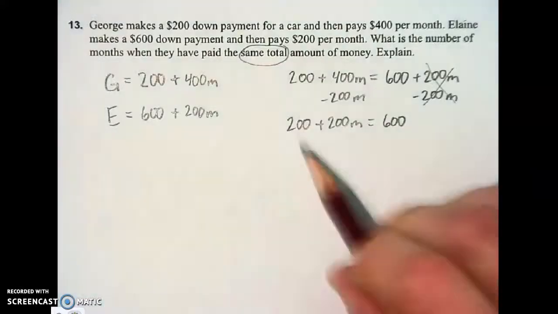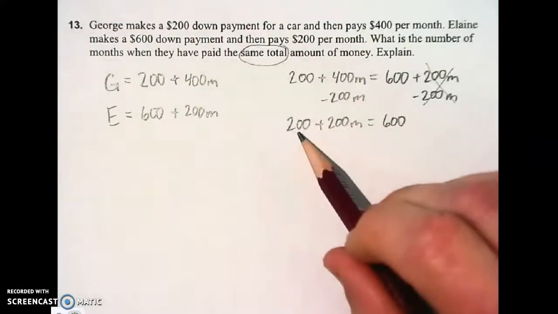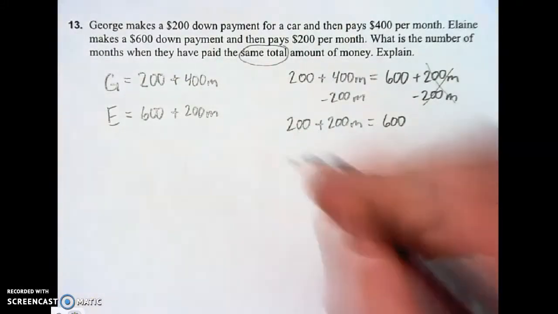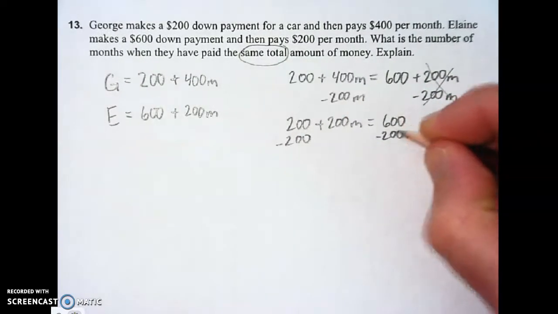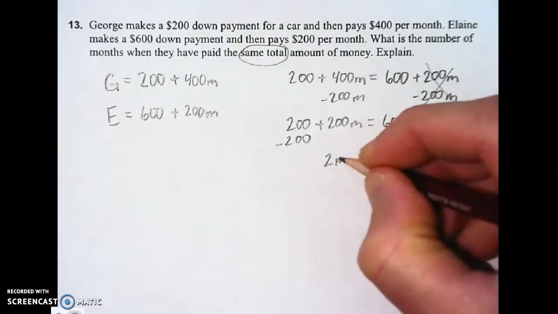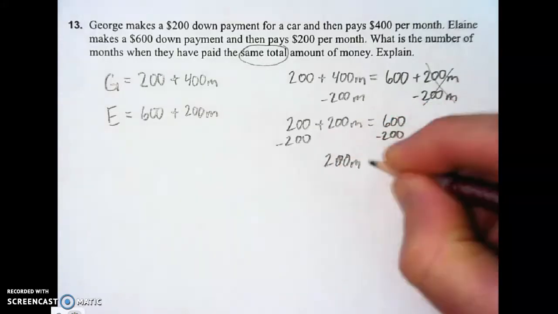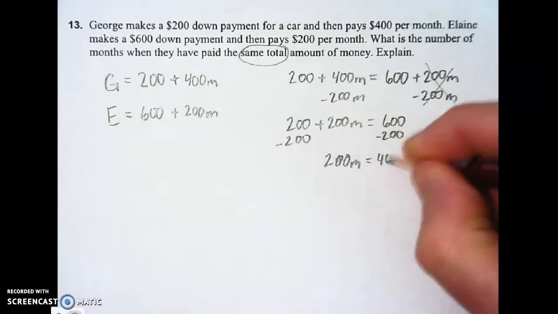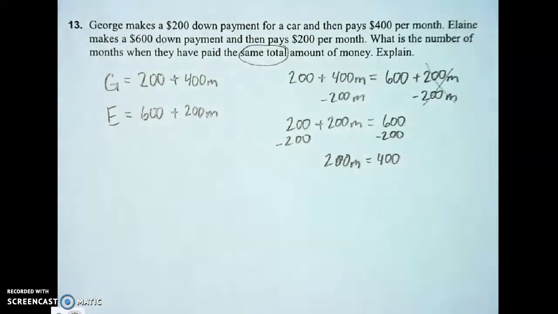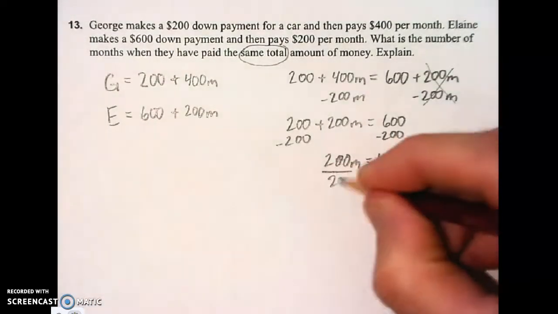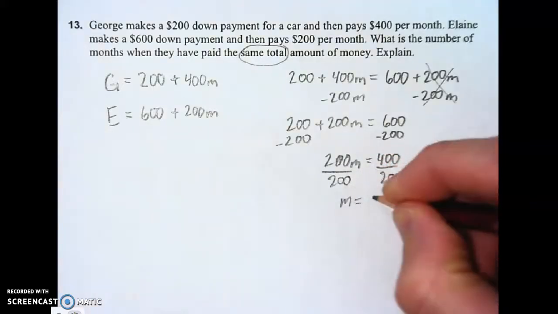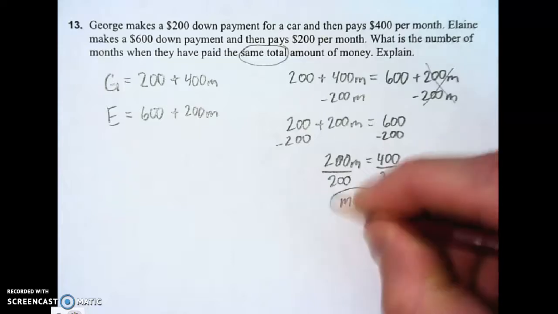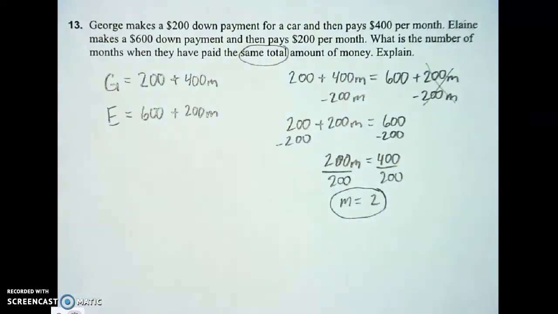All right, I need to get rid of the 200 because it's on the side with the variable. Then we'll get rid of this multiplication piece. So let's subtract off the 200. Left with 200m on the left and 400 on the right. And we'll divide both sides by 200. M equals 2.